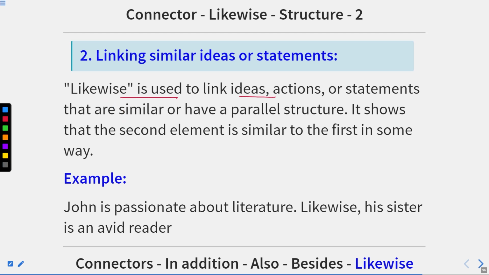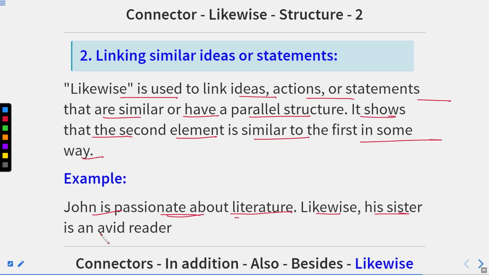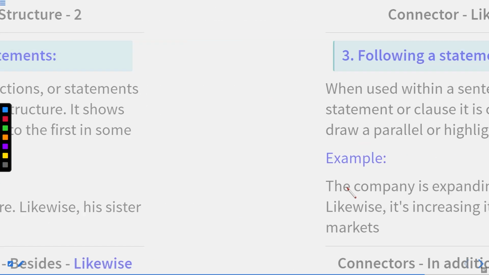Likewise is used to link ideas, actions, or statements that are similar or have a parallel structure. It shows that the second element is similar to the first in some way. John is passionate about literature. Likewise, his sister is an avid reader. So likewise, it means she's also interested in literature.